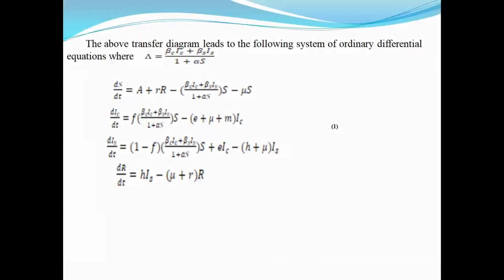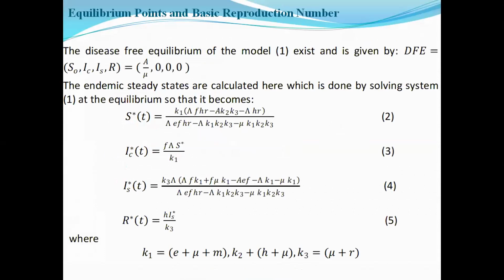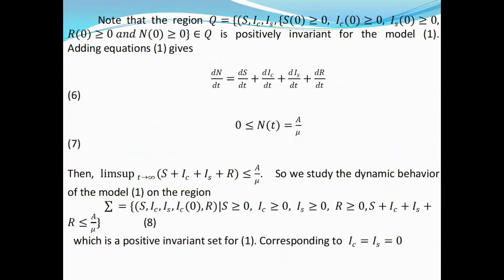So that's the model. The flow diagram we just saw resulted in these four differential equations. We already tested that it is positive and bounded. The disease-free equilibrium for the model is the recruitment rate over the natural death rate. Then S star, IC star, IS star are the endemic equilibrium solutions. Then we go to the positivity; we've already said that the model is positive and bounded.